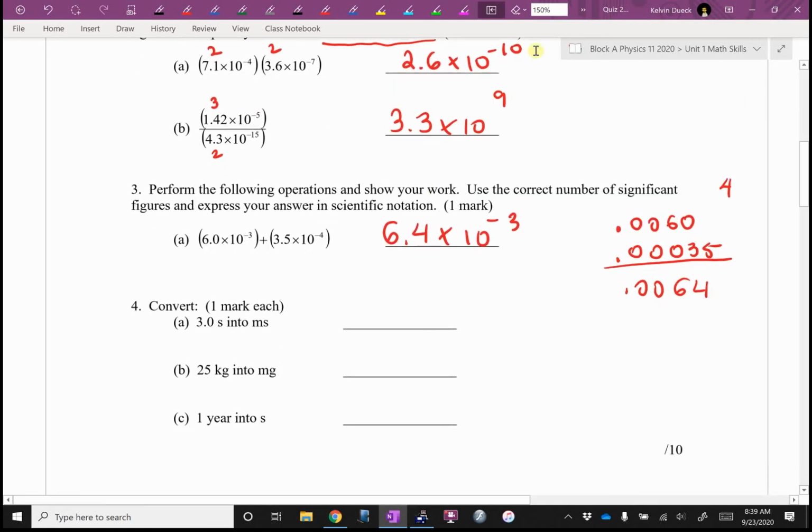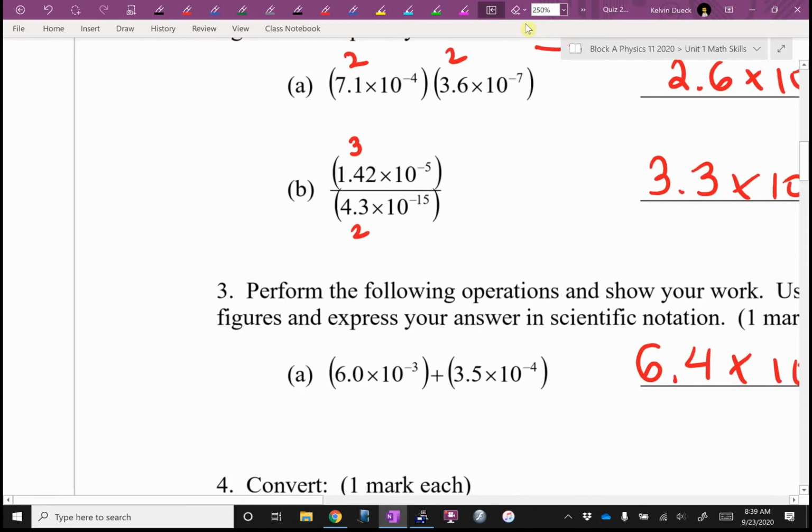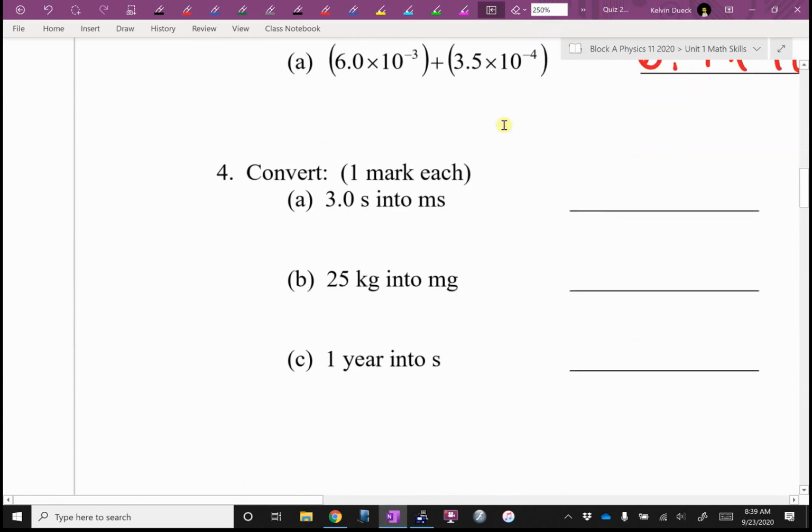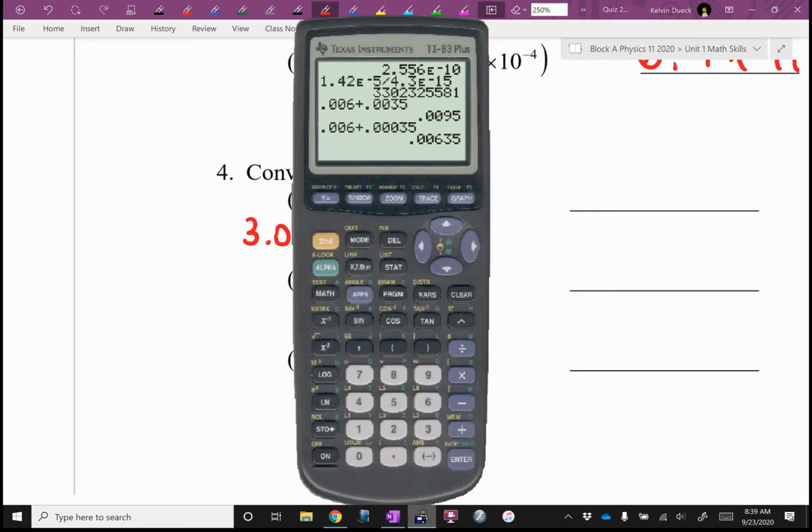Convert, 1 mark each. I'm going to zoom in a little bit, I think. 3 seconds to milliseconds. Write down what they gave me. I want seconds to cancel. I want milliseconds left. Milli is 10 to the negative 3. Where does the 10 to the negative 3 go? Where the milli isn't, which in this case is on the bottom. And because it's on the bottom, that means divide. This method takes care of me having to ask, do I multiply or do I divide? The method tells me, which I kind of like. So it's going to be 3 divided by 10 to the negative 3, which is 3,000.